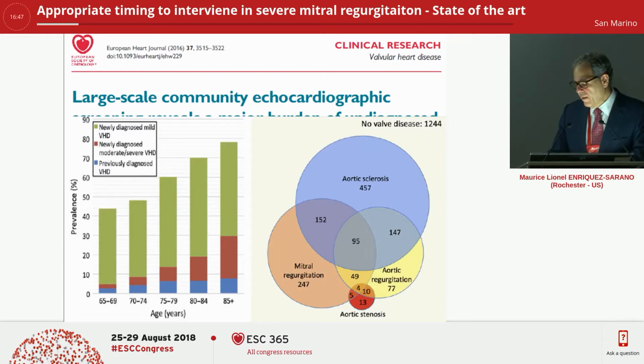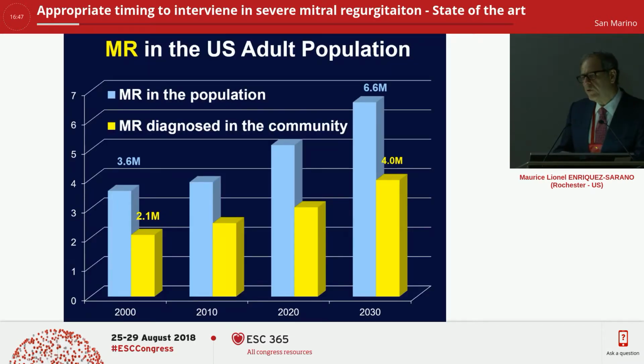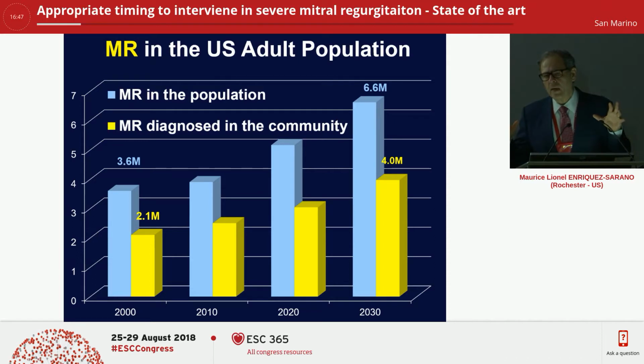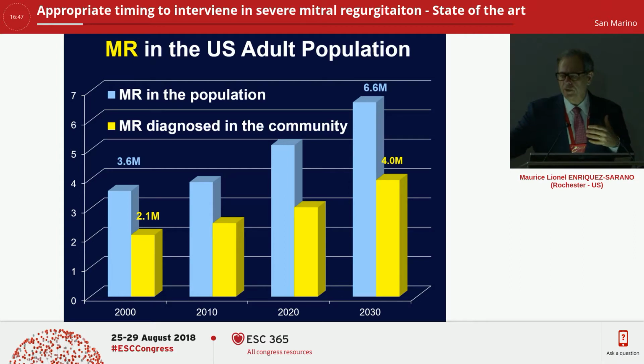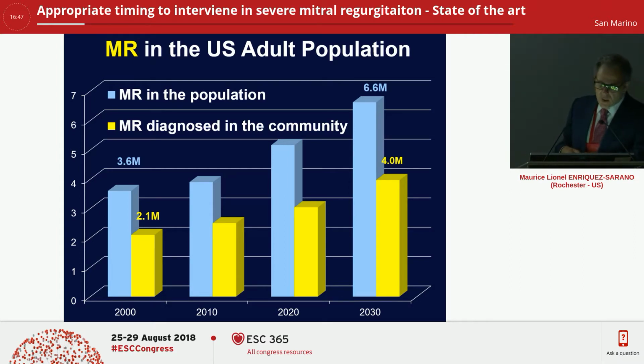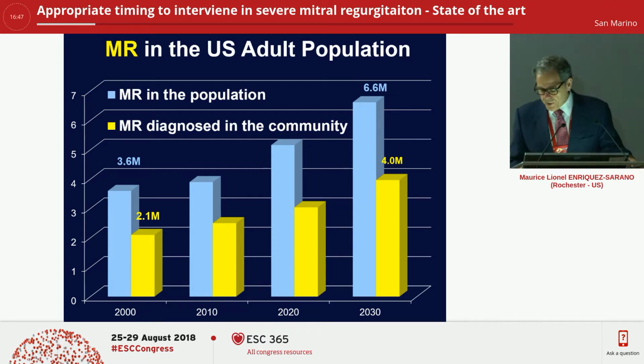and in the UK. If you make a little calculation about how many MR there are in the population, and how the older population will grow, then you see that in 2000, there were 3.6 million people in the U.S. with MR in the general population, and 2.1 were diagnosed. This will evolve over time and increase. Around 2030 there will be more than 6 million people with MR in the population, and 4 million of them will be diagnosed. So it's a very large and increasing population.